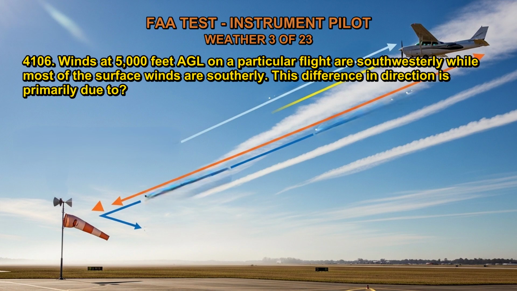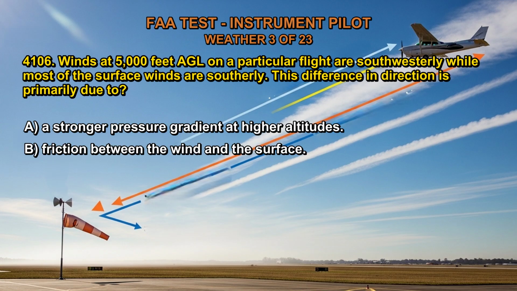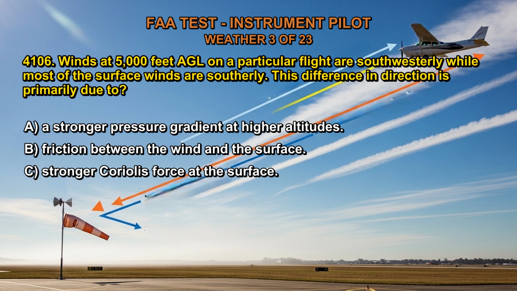4106. Winds at 5,000 feet AGL on a particular flight are southwesterly, while most of the surface winds are southerly. This difference in direction is primarily due to A. A stronger pressure gradient at higher altitudes. B. Friction between the wind and the surface. C. Stronger Coriolis force at the surface.